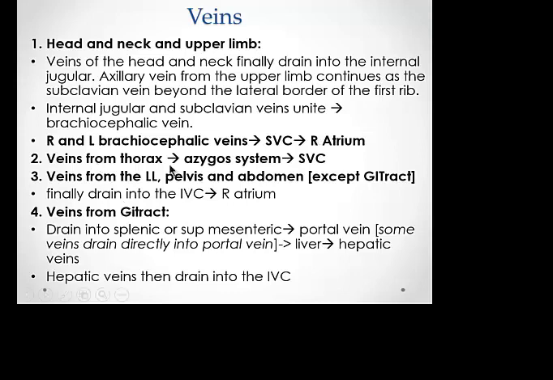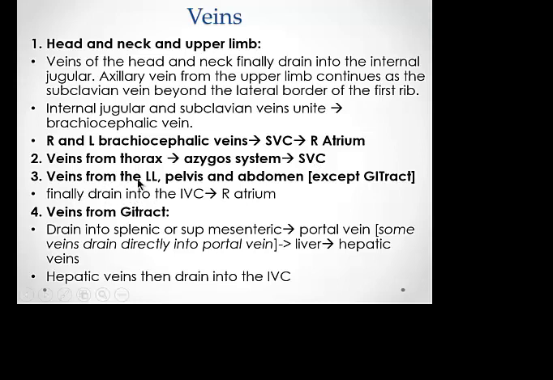In the thoracic region, there's a system called the azygous system. They drain into the azygous vein, which in turn goes into the superior vena cava. So that's how, again, blood from the thoracic region also goes into the superior vena cava.